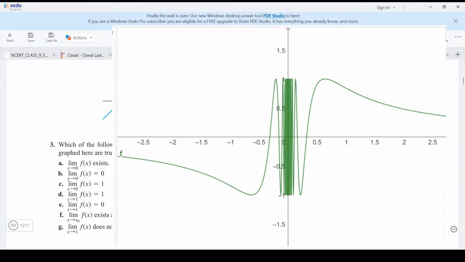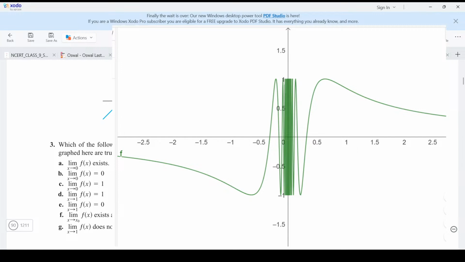If you input 0.9, what is the value of the function? 1 by 0.9 minus 1. That is 1 by minus 0.1. Right. That is something like minus 10.